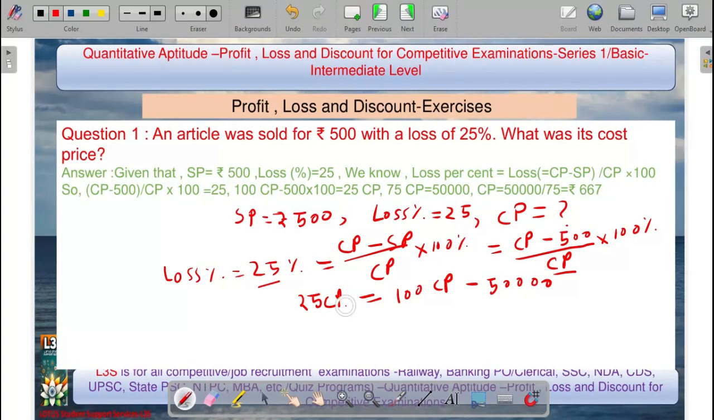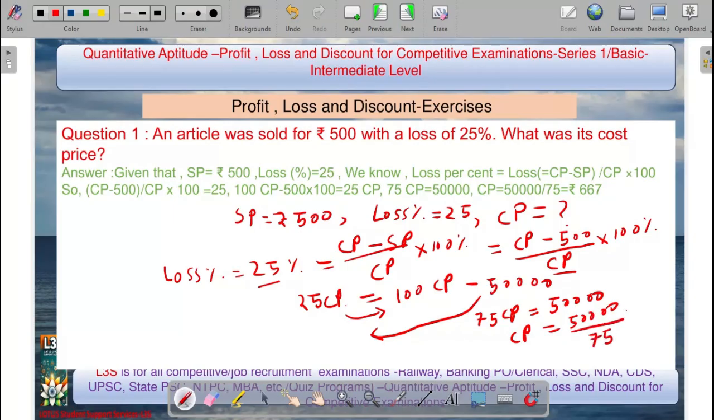We'll take 25 CP to this side and 500,000 to the opposite side. Then we'll get 75 CP equal to 500,000. Then CP will be 500,000 by 75, and this will be 667. So cost price will be rupees 667. That will be the answer.